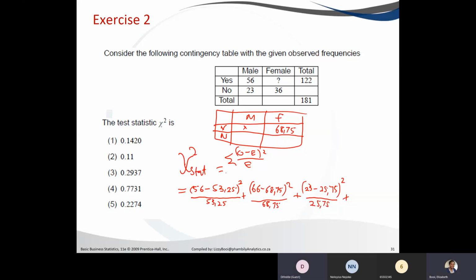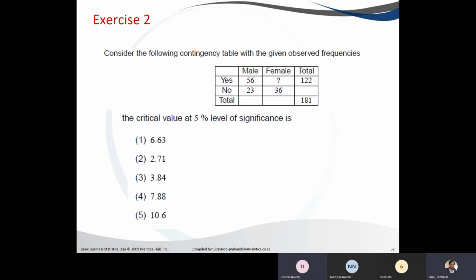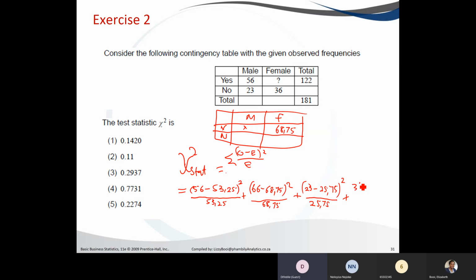And for 36? It was 33.25. Okay, we can leave it at 2.45. 25 squared divided by 33.25. So give me the answers for every one of them.